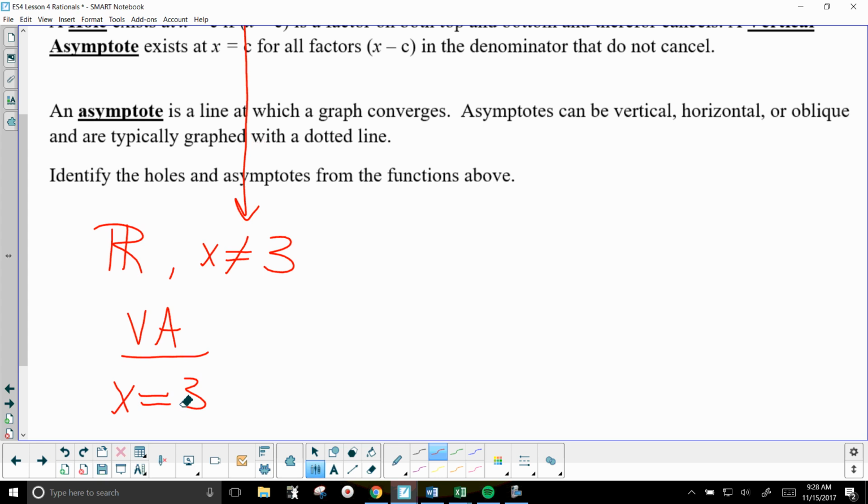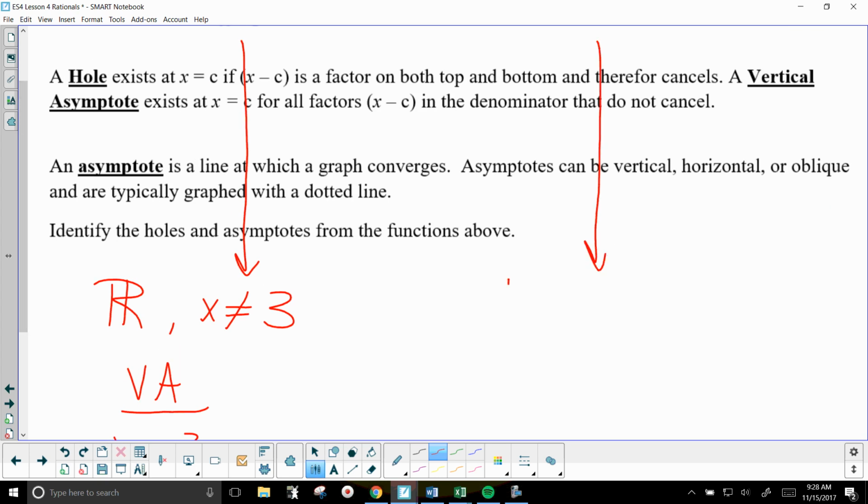That's why our graph cannot equal 3. Does that make sense? We're basically saying why it cannot equal that number. Well, because there's a force field right there at x equals 3.